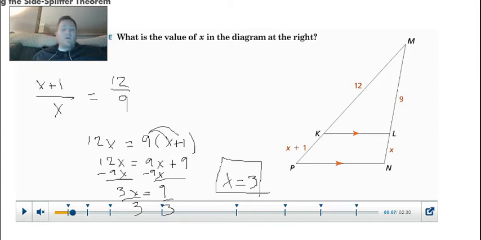So again, it doesn't matter which way that you set it up, from top to bottom, bottom to top, from left to right, you should be able to get that same answer. So make sure that you have the picture and all that work written down, and we'll go to our next problem.